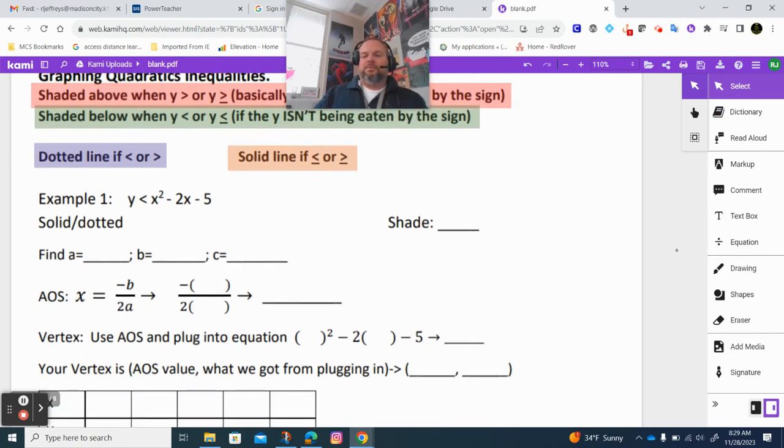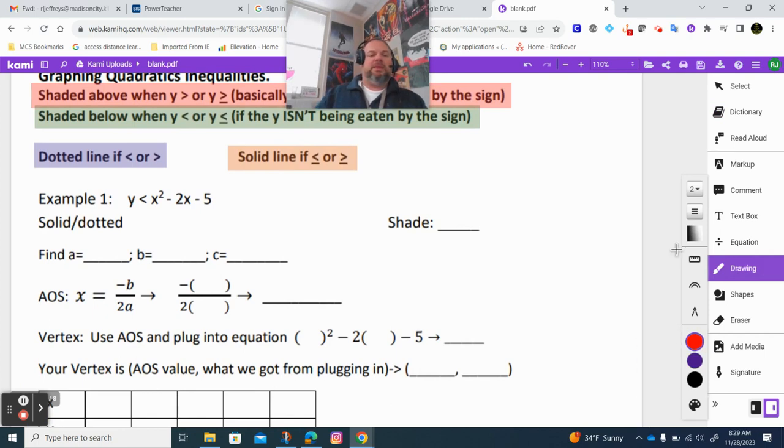So, for example 1, first off, is this solid or dotted? Dotted. And it's dotted because there's not a line underneath it. Which way are we going to shade it, up or down? Down. Thank you. They tell us in teacher things to do some wait time, but all right. It's almost like the notes were right there.